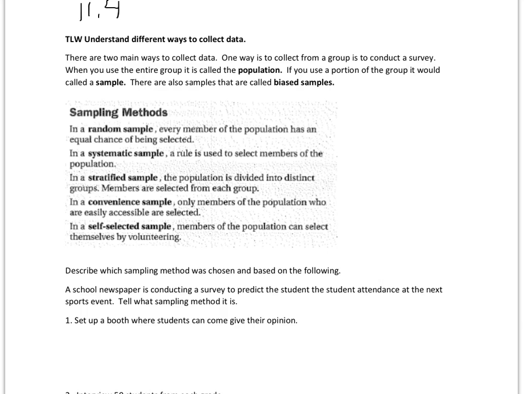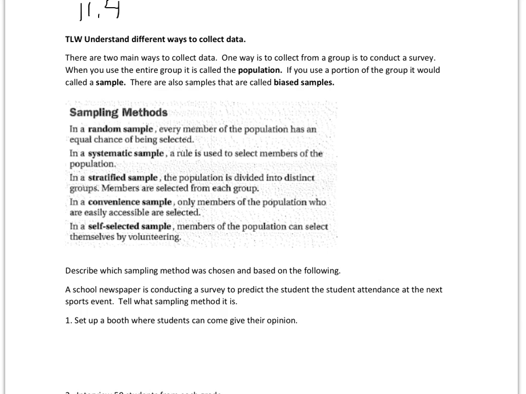Systematic sample: a rule is used to select the members of the population. If I said the fourth person in every row, or something like that. A stratified sample is when you divide the population into groups and then select from each of those groups. But you select randomly from each of those groups.